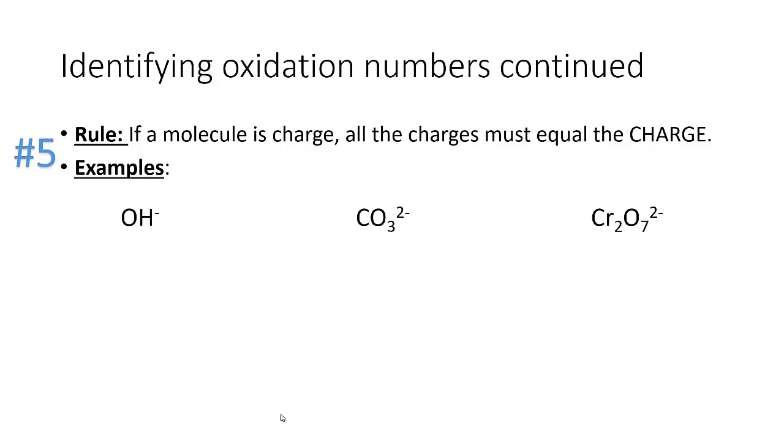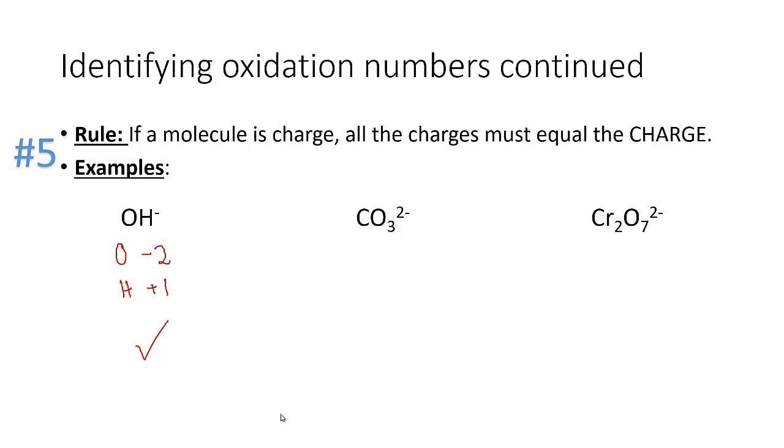If there is a charge on the molecule, like these 3 examples, all the charges must equal the charge on the molecule. So in this example of hydroxide, that's our easiest example, oxygen we know equals -2, hydrogen equals +1. Therefore, -2 +1 gives me -1. Does my -1 equal my charge on my molecule? Absolutely. That's my superscript that you see there.